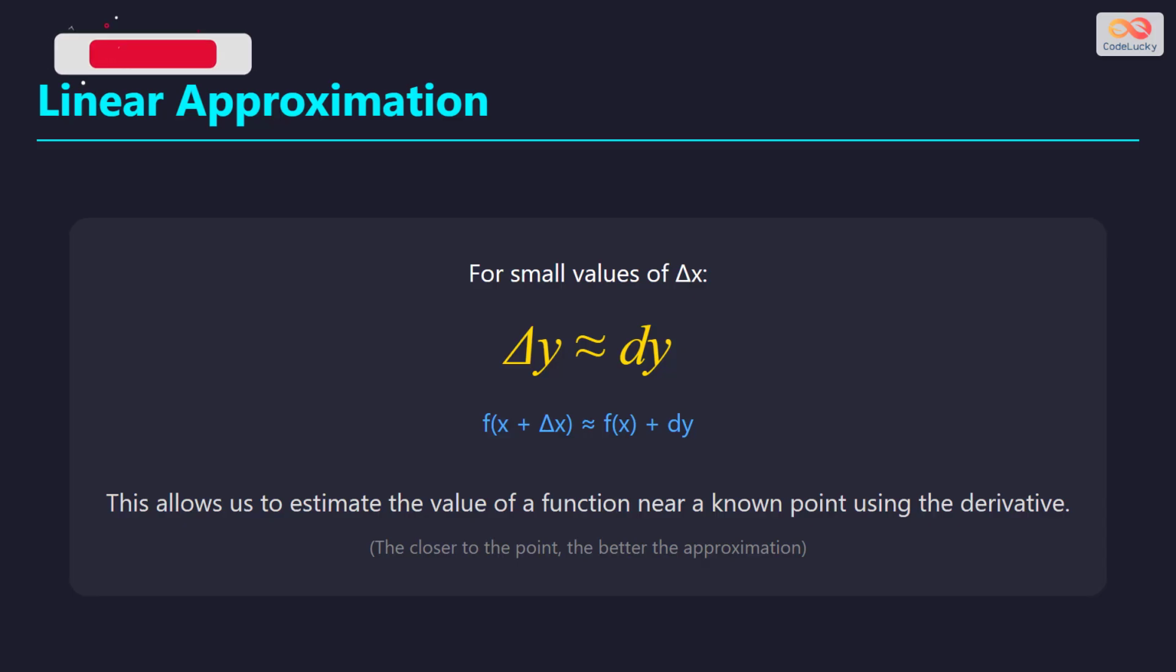Why do we care? Because calculating the exact function value can be hard, but calculating the linear approximation is often easy. The formula tells us that the actual change in y is approximately equal to the differential dy. This means the function value at a new point is approximately the old value plus dy.